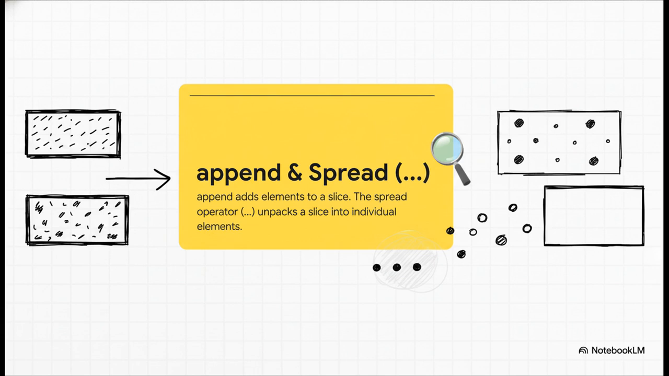This adds 1 or more elements to a slice and returns a potentially new slice, automatically handling the growth of the underlying memory array. Second is the spread operator, which is those 3 little dots you see at the end of a slice variable. This is absolutely crucial. It unpacks a slice into its individual elements so they can be passed as separate arguments.